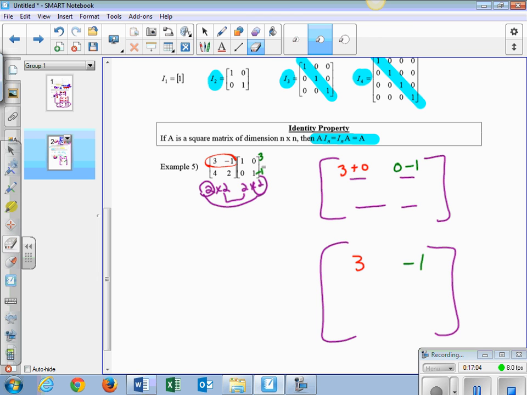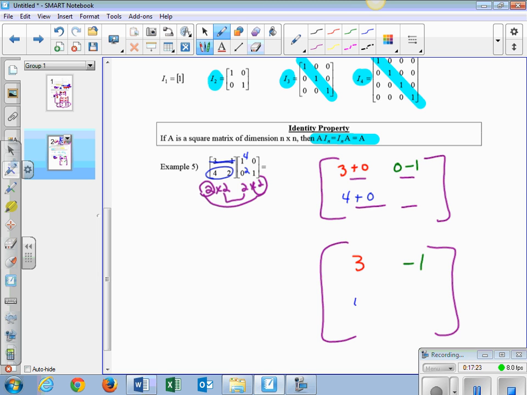I'm going to now erase because I'm done with that first row, so I can mark that out. Now I'm going to take 4, 2, and multiply that by the first column, putting a 4 there and a 2 there. I get 4 plus 0, which we all know is 4. Erase that and move it down. And I'm going to put my 4 here and my 2 there. So I get a 0 plus 2 to get a 2.